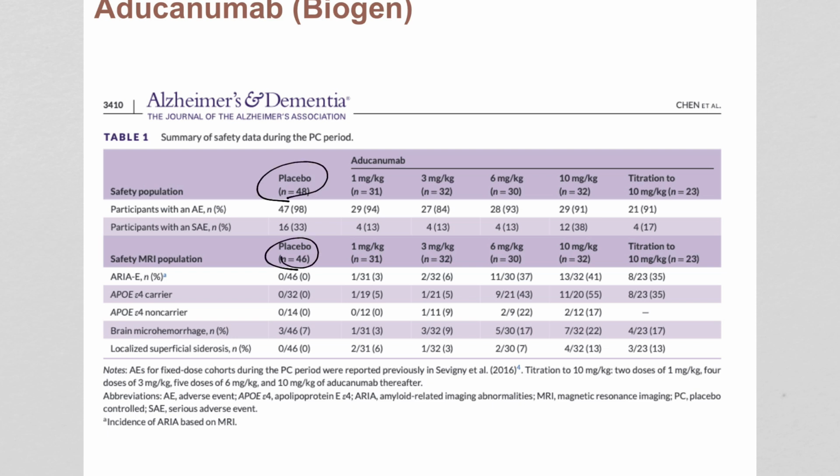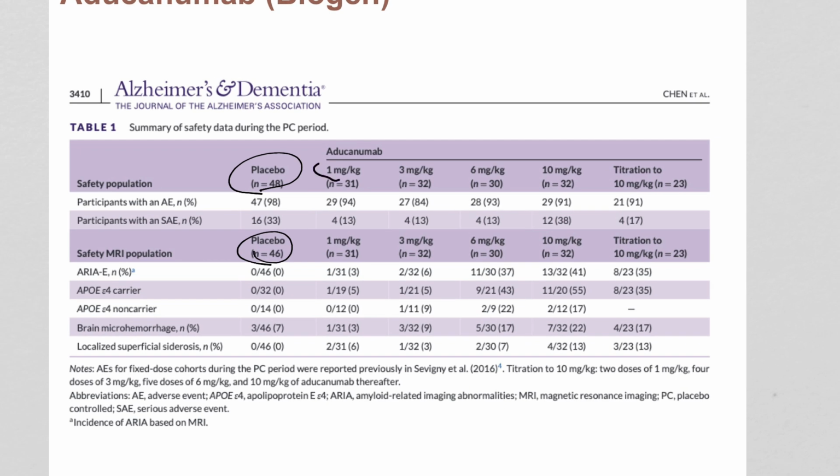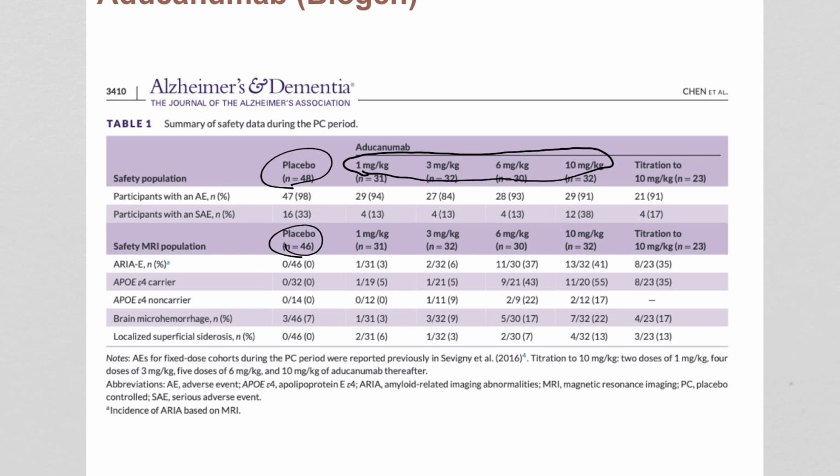So the sample size on this was substantial, but not incredible, right? Approximately 45 to 50 people in each group that either got placebo or the actual drug, and they tried multiple doses, right? This is the dose of antibody in milligrams per kilogram, and then another dose where they slowly ramped up. So titration means the dose started low, and then they eventually increased to have the maximum dose.